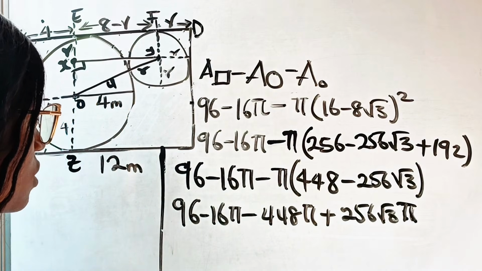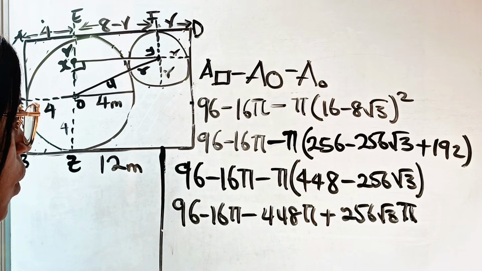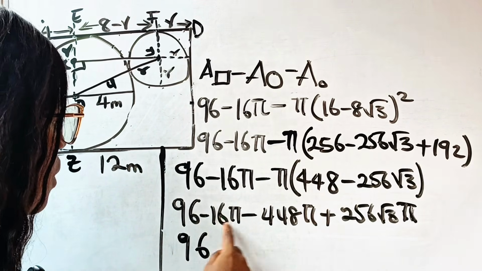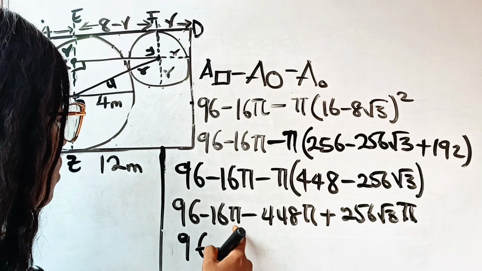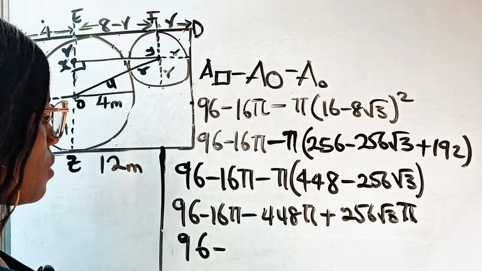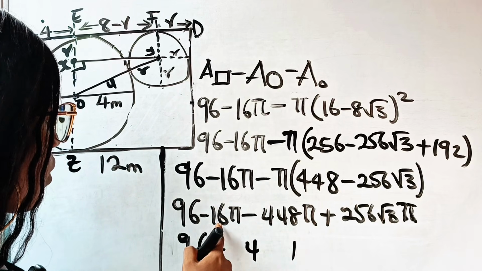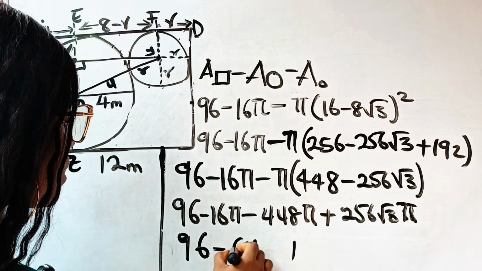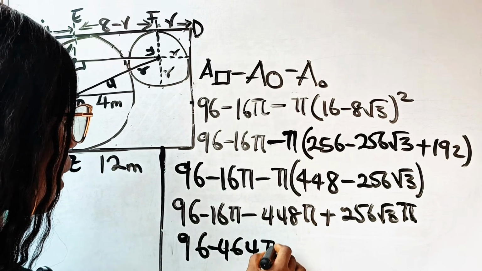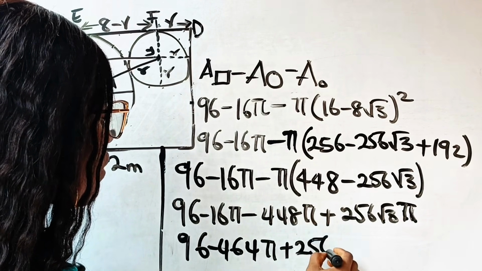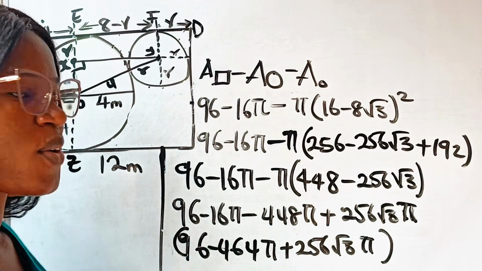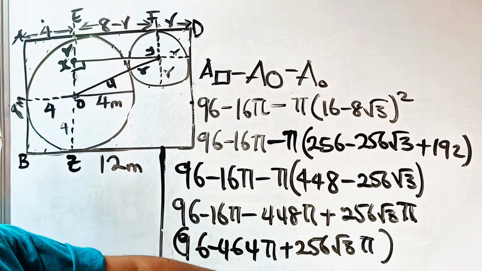Okay. So solving further, we have 96. Then minus minus will still give us minus. So we have 16 plus 448, that is 464. So we have 96 minus 464 pi plus 256 root 3 pi. And this is the final answer in square meters.